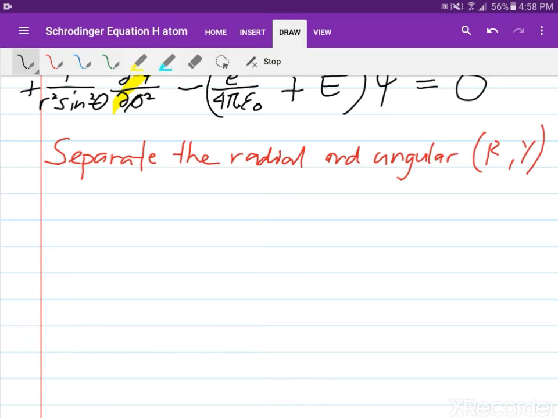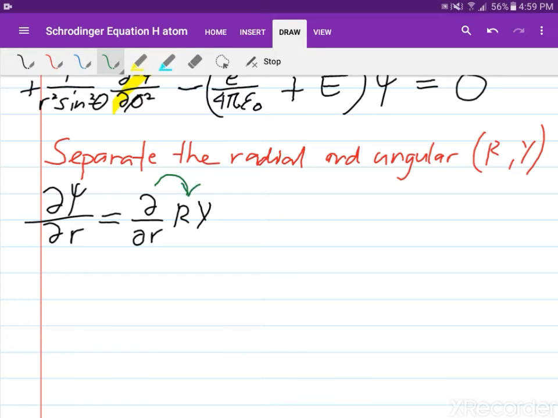Okay, so we note that taking the partial derivative of our wave function only with respect to r, we have this operation on R, Y, and we know that this partial derivative will only act on R. It will not affect the angular part. So this can be written as Y times, now we can write this as a total derivative with respect to r, Y dR, d capital R, d small r.